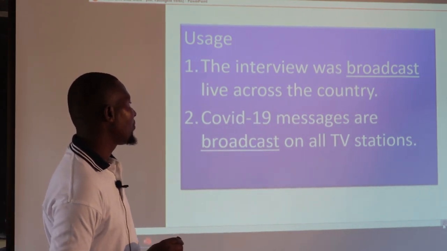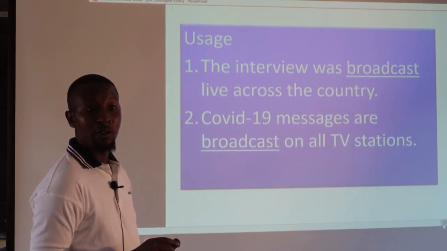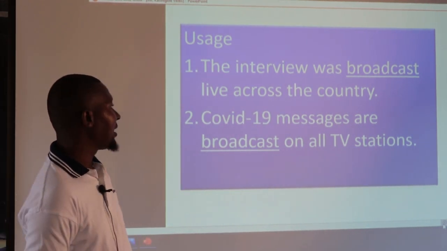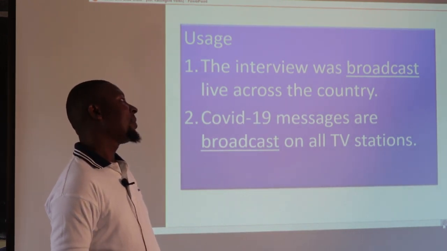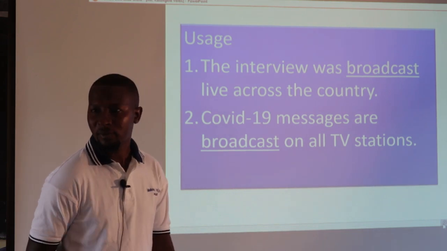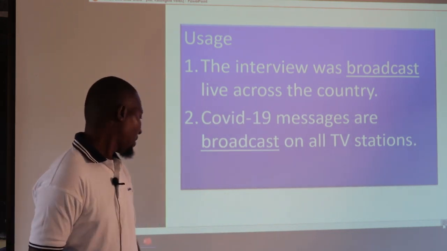COVID-19 messages are broadcast on all TV stations. Out there, we know the crisis that we're facing now. COVID-19, the so-called coronavirus disease. So it was broadcast. You say messages are broadcast, not they are broadcasted. They are broadcast on all TV stations.